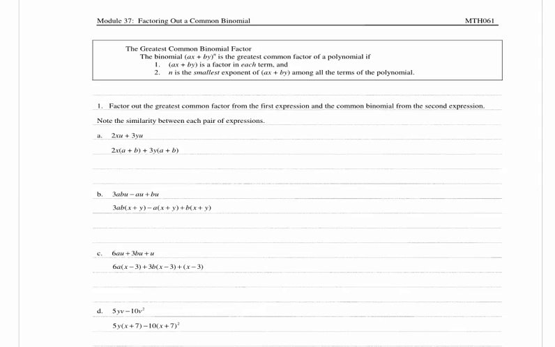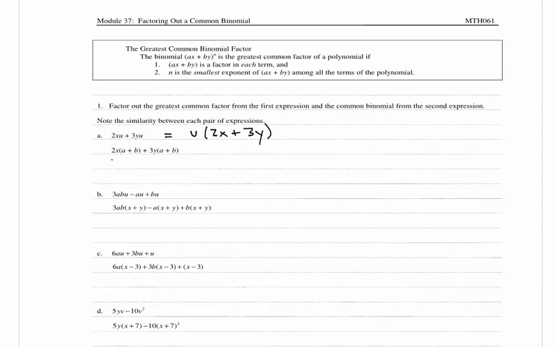So in one, they want us to factor out the greatest common factor from the first expression and the common binomial from the second expression. Note the similarity between each pair of expressions. Our first expression in A is 2xu + 3yu. And our greatest common factor is u. So we have a u in both terms, and when we factor that out, we're left with 2x + 3y.